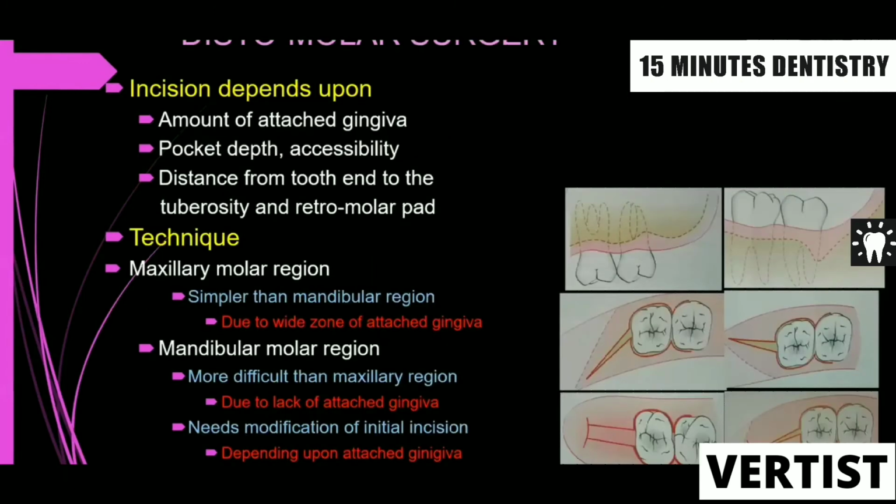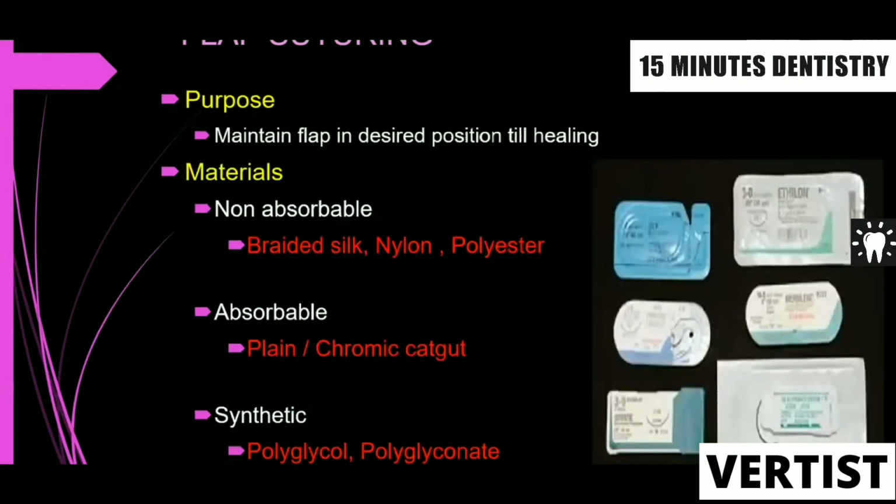So in distal molar surgery, the incision depends upon the amount of attached gingiva, pocket depth and the accessibility. At the same time, you have to see the distance from the tooth end to the tuberosity and the retromolar area, how much tissue is available. In the maxillary molar region, it is simpler than mandibular because of the wide zone of attached gingiva, whereas in the mandibular molar region, it is more difficult than maxillary due to the lack of attached gingiva, and it needs modification of the initial incision depending upon the attached gingiva.